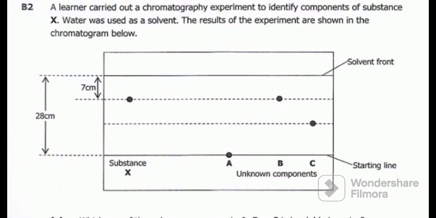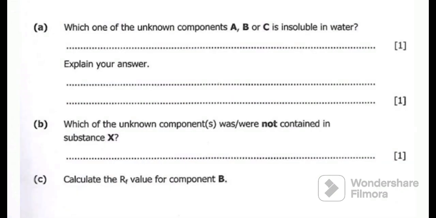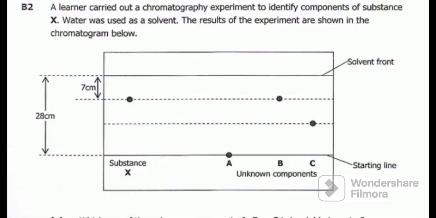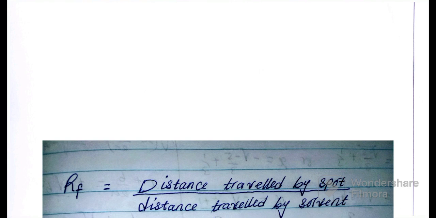Question C: calculate the RF value for component B. This is called the retardation factor. How do we calculate this retardation factor? RF is equal to the distance traveled by the component divided by the distance traveled by the solvent front.